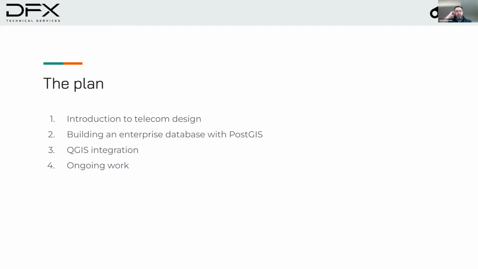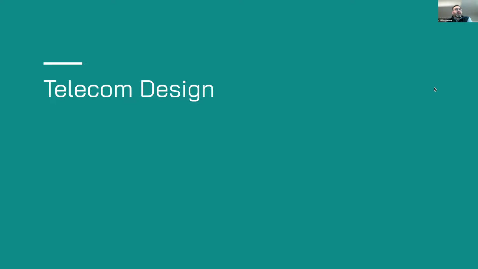So the plan for what I'm going to talk about today will be an introduction to telecom design. Dane will give us a little rundown of how this works. And I'll run through how we built the enterprise database with PostGIS. And then we're going to talk about QGIS integration and some of the various things that we can do when we connect to a PostGIS database with QGIS, and some of the ongoing work. So my to-do list of some of the other things I'd like to add to this database. With that, I'm going to turn it over to Dane to give us a walkthrough on telecom design.